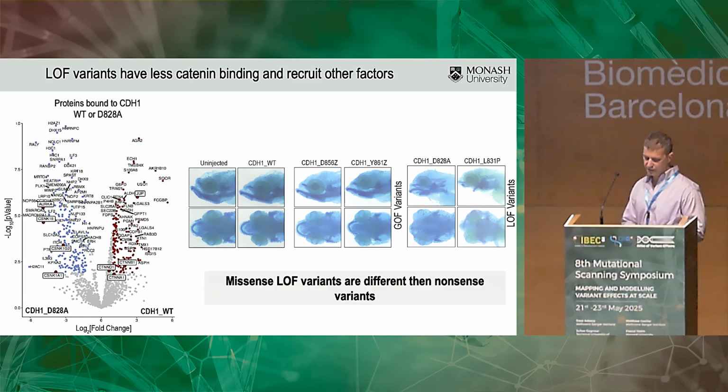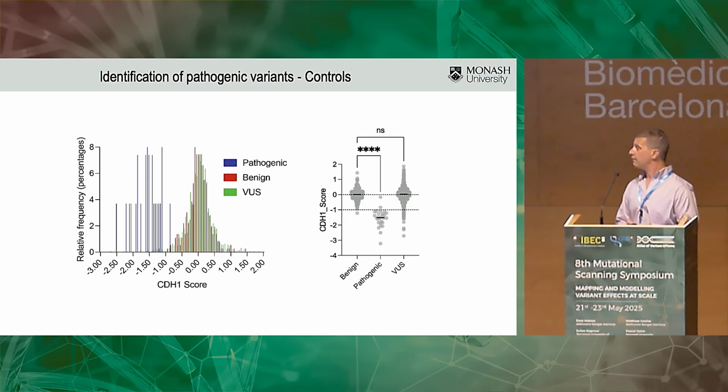And we conclude from this that missense loss-of-function variants are different than nonsense variants, and this may have implications for further design of ways to treat potentially individual carriers of these particular variants. Next, we wanted to see if we could use these functional classifications to identify pathogenic or new pathogenic variants in CDH1, looking at the distribution of known pathogenic, benign, or variants of uncertain significance.